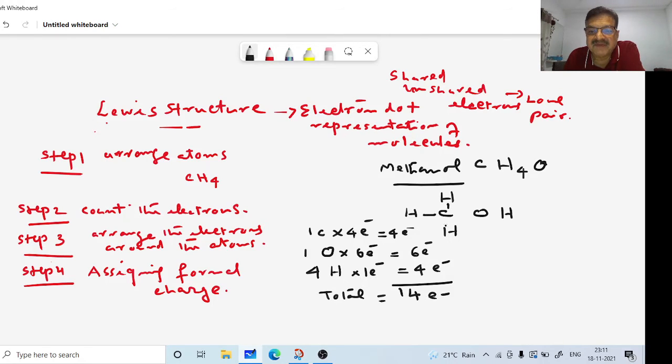Now put all the bonds here. When you are putting these bonds, what is missing? This oxygen doesn't have an octet. So what is to be done? We have to see all 14 electrons are used in drawing the structure of methanol. You can see only 10 electrons are used, 4 electrons are still missing. These missing electrons we will fill in as lone pairs. Therefore, the structure will become like this.